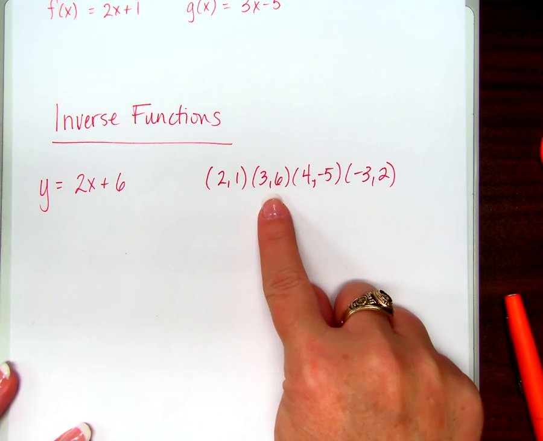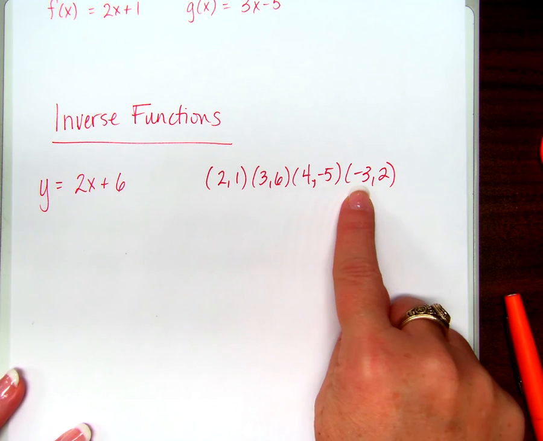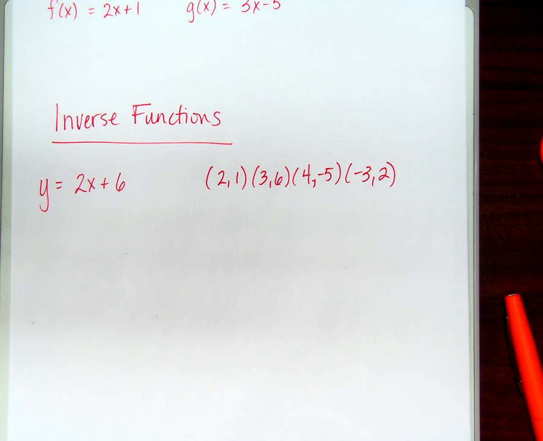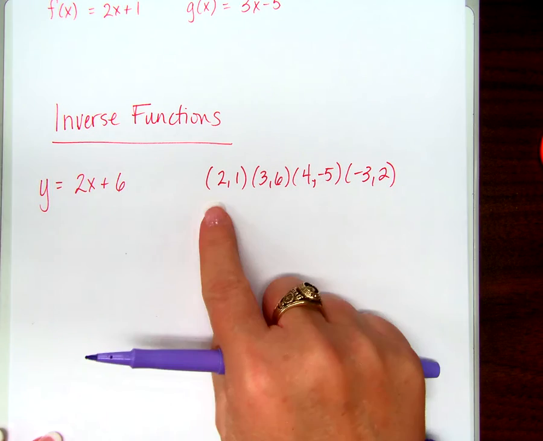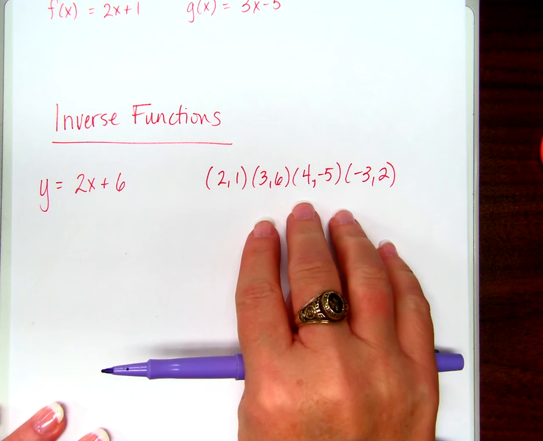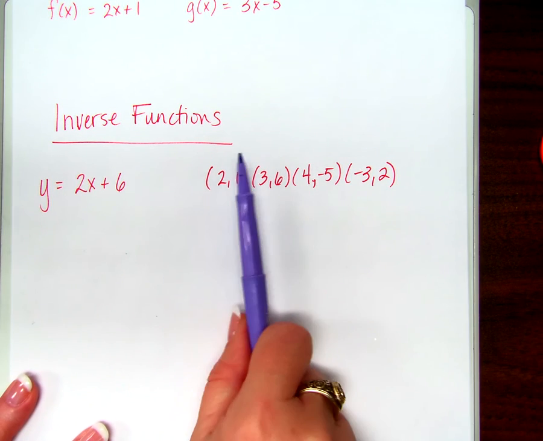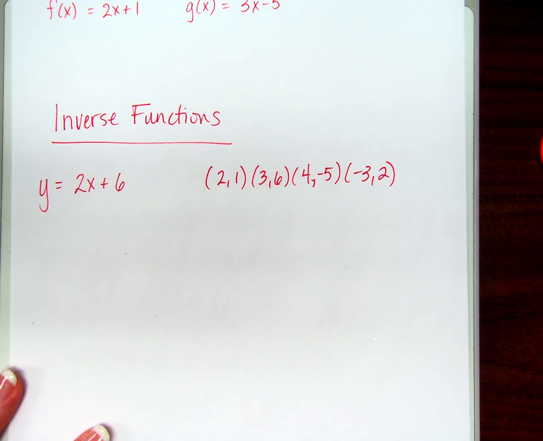How do you know that this one is a function, by the way? Do you remember that? Look at the x's. What do you notice about the x's? They're all different. They don't repeat, right? When the x's don't repeat, we know that this is a function. If I graphed them, it would pass the vertical line test. All that kind of vocabulary. Remember using that and talking about that?